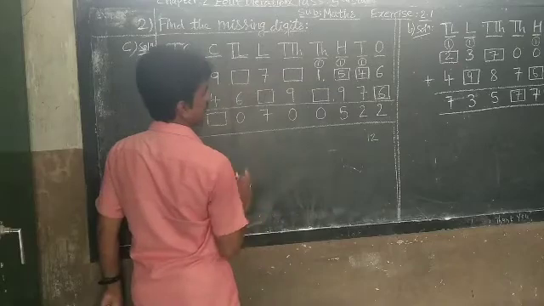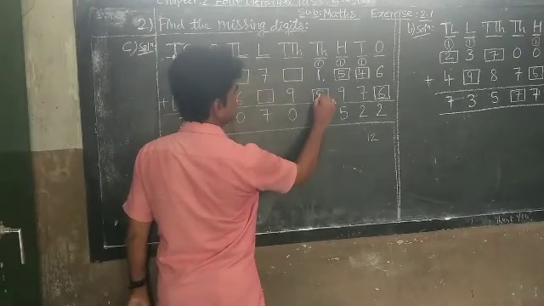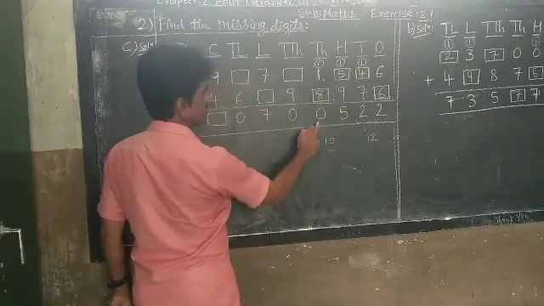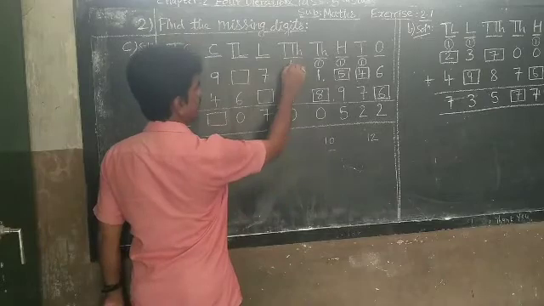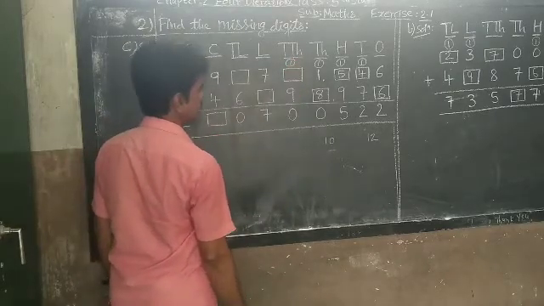Next, 0 is given here. So 1 plus 1, 2. 2 plus 8, how much? 10. So this 0 is here, and this 1 you have to carry to the 10,000 place.